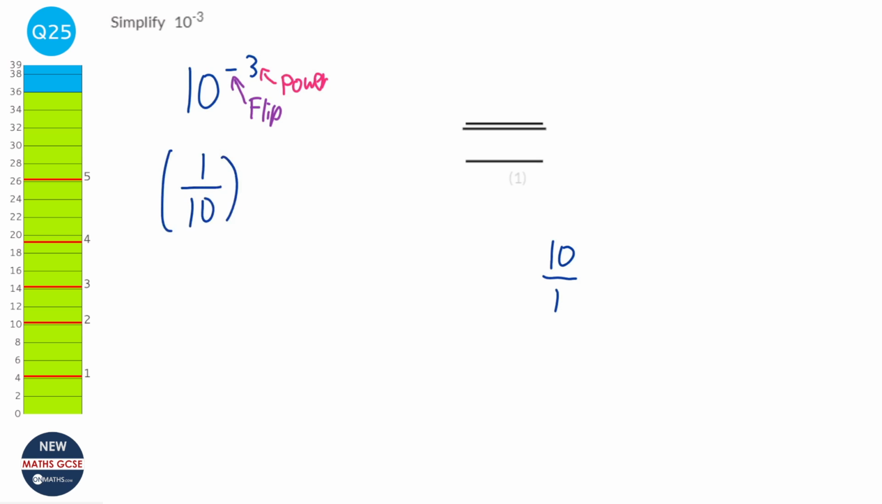We haven't dealt with that cube yet. So we're going to cube top and bottom with that fraction. Well, it's not going to do anything to the top because 1 cubed is just 1. But the bottom will turn into 1,000. So it's going to be 1 over 1,000.